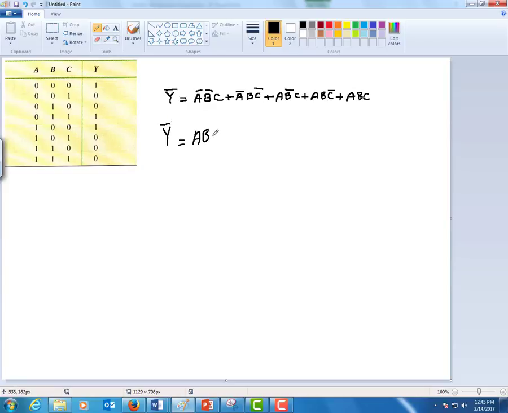That's A, B, C, and we have a bar and a bar, plus A, B, C, and we have a bar and a bar, right? Plus A, B, C, and that has a bar, right? Plus A, B, C, that has a bar, plus A, B, C. Now, what am I going to do? I'm going to invert both sides.